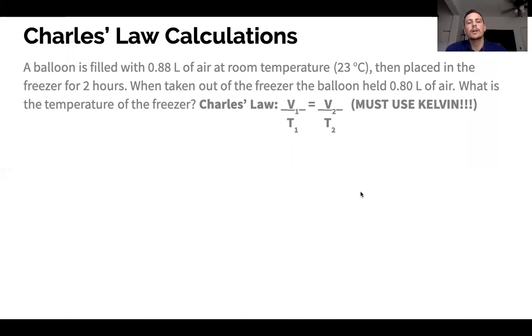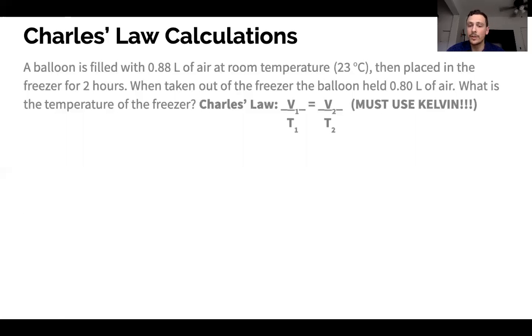We have a balloon, and it's initially filled with 0.88 liters of air at room temperature. So room temperature is about 23 degrees Celsius, give or take. That's going to be our room temperature for this problem. Then it's placed in the freezer for 2 hours.